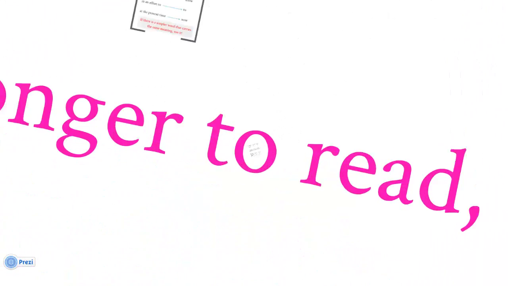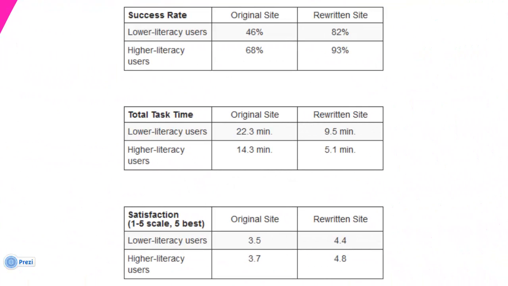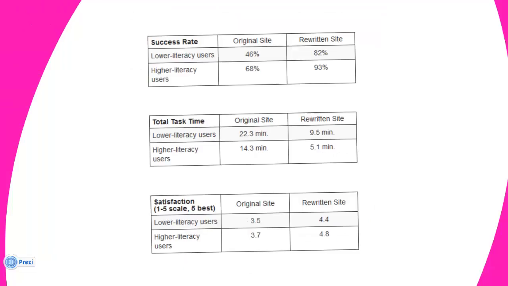Jakob Nielsen ran a study in which he took lower and higher literacy people and had them navigate a site and read certain sections. Then the site was rewritten for clarity and simpler wording. Look here at the completion time and satisfaction ratings for higher literacy people. They got through the content faster and were more satisfied with it. And I can guarantee you this, not many people are going to stick around for 14 minutes, as you can see before they rewrote the site, to read your page.